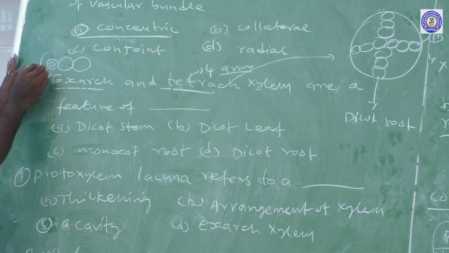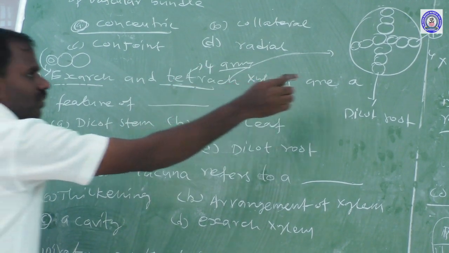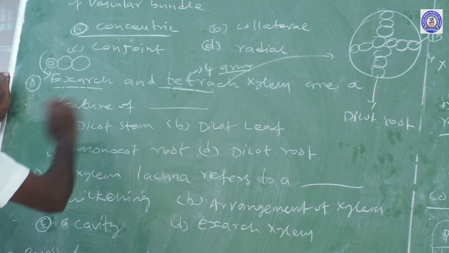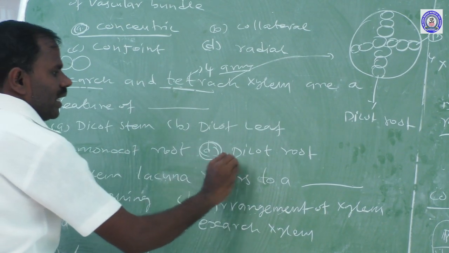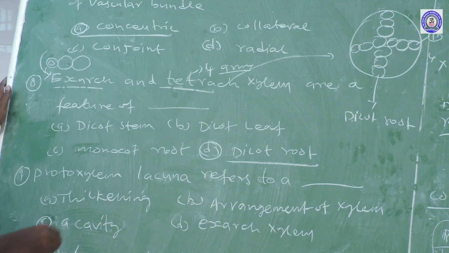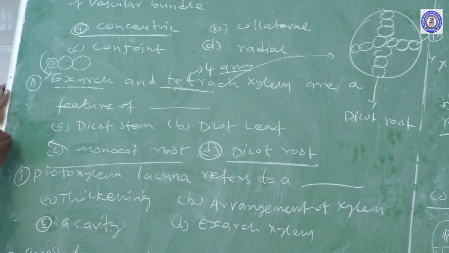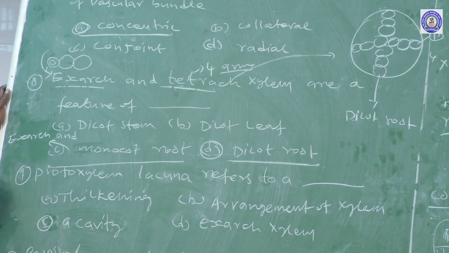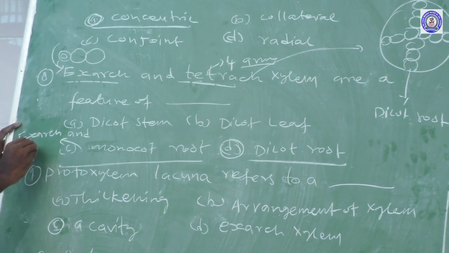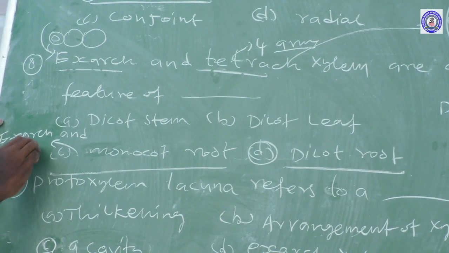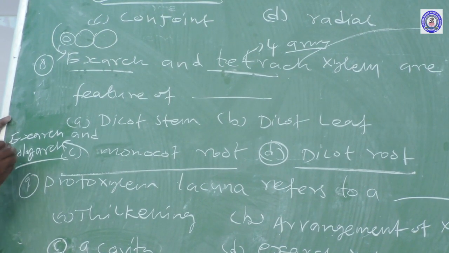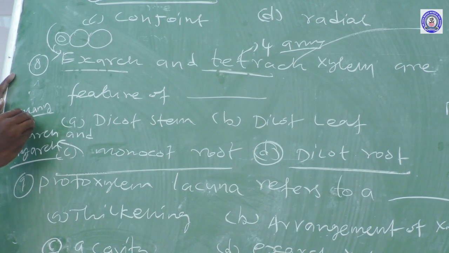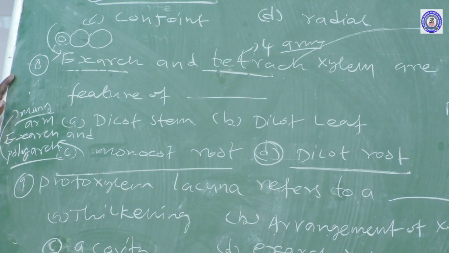Exarch means protoxylem is towards the pericycle. Tetrarch means protoxylem elements are only in 4 arms. The tetrarch xylem is found only in dicot root. But in monocot root, there are exarch and polyarch conditions. Polyarch means many arms of protoxylem elements.